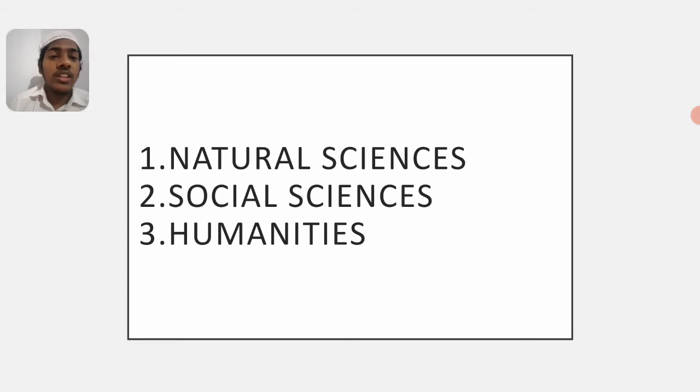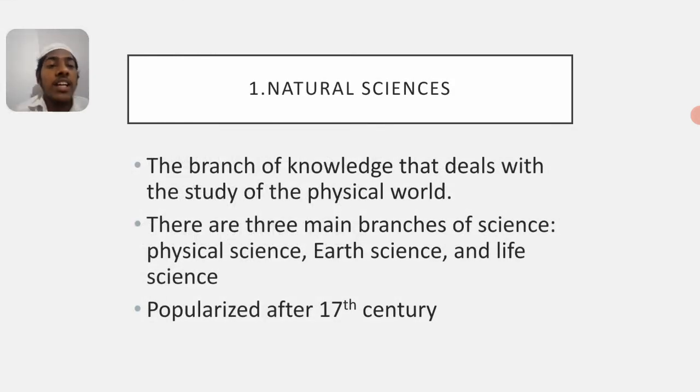In this order, we will discuss first what natural sciences are. Then, what is natural sciences? The branch of knowledge that deals with the study of the physical world. Natural science deals with the physical world. There are three main branches of science: physical science, earth science, and life science.